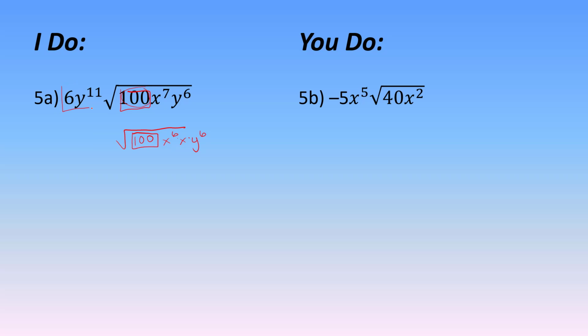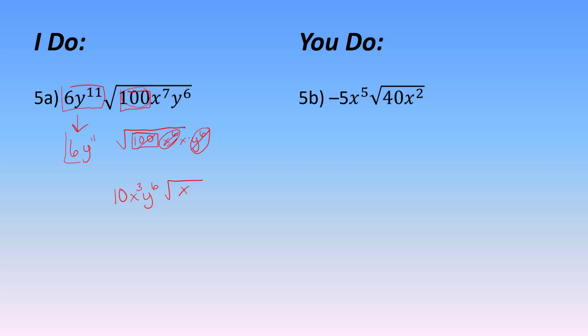Now, all of this drops down in front. So we haven't had to do anything with it yet. 6y to the 11th. Now we start pulling out. The square root of 100 is 10. X to the 6 means I pull out half of them, so x to the 3rd. X to the 1st, we can't do anything. There's just one x there, I can't take half of it out. Y to the 6, we can take out half of them. And then we see what's left in the radicand, x.